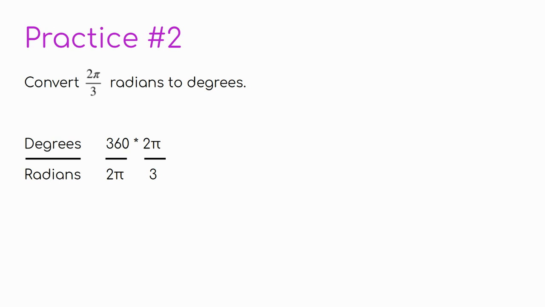Multiply straight across. 360 times 2 is 720 pi. 2 pi times 3 is 6 pi. Our pi's cancel out. 720 divided by 6 equals 120 degrees. So 2 pi over 3 radians is the same as 120 degrees.